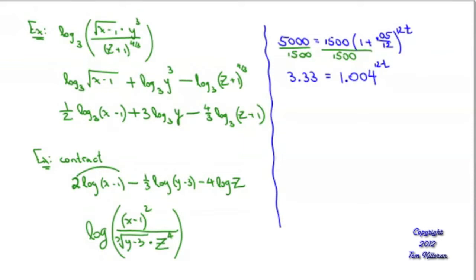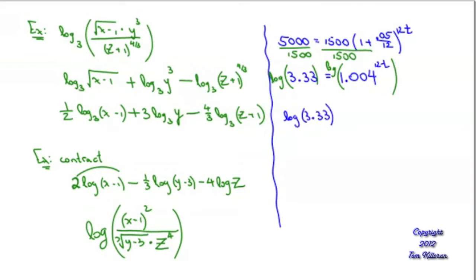Okay, now I'm trying to solve for t, but t is up high, and I can't deal with t up high. So what's the only thing that's going to bring t down? The log. So what we're going to do is log both sides of the equation so we can bring that power down out front. So we're going to log this side, a common log, and log this side, same thing, a common log. Log base 10 on your calculator. So the left-hand side is staying log of 3.33.